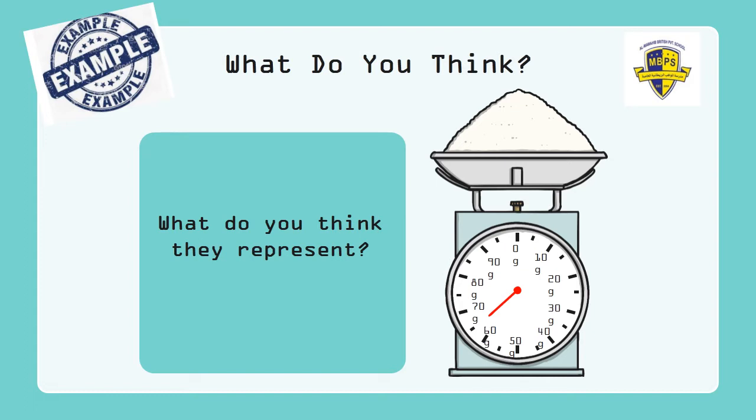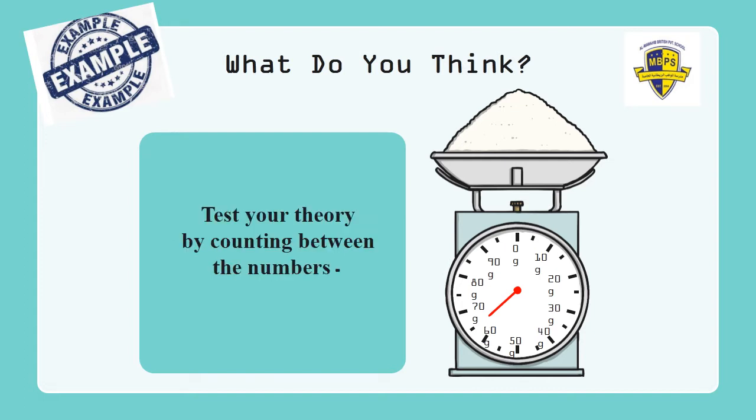Good. Maybe this represents 5. So to check our answer, is it 5 or no? We have to count by 5. So let's start. 0, then this extra line 5, 10, 15, 20. So this is working.